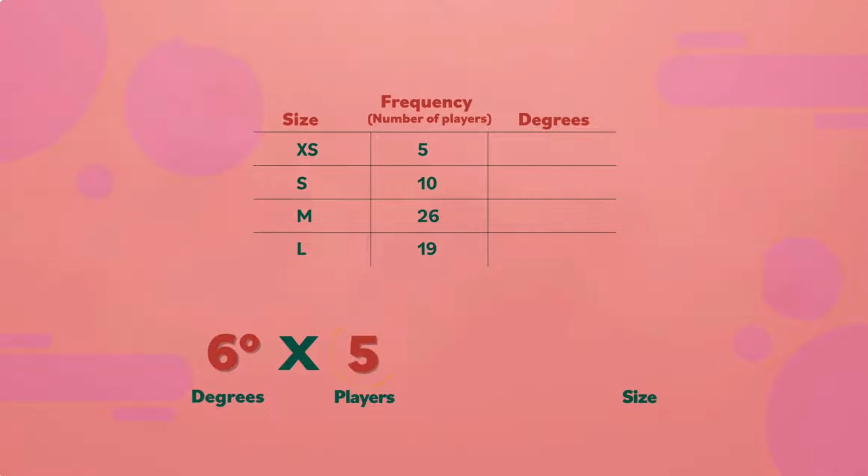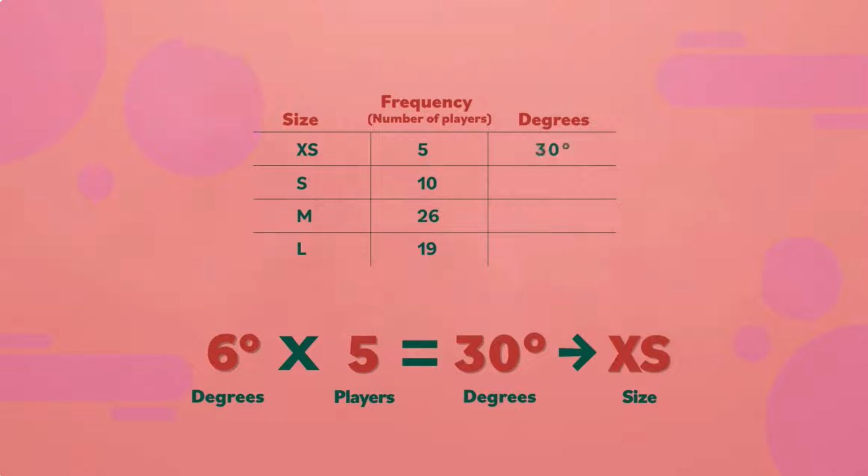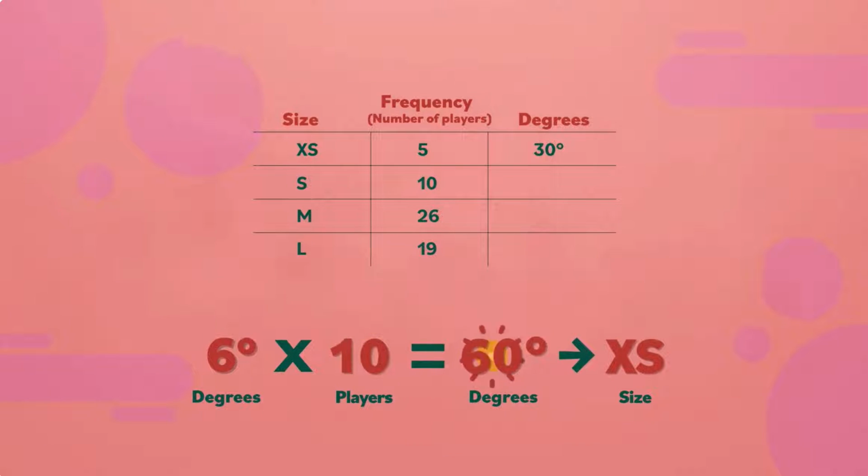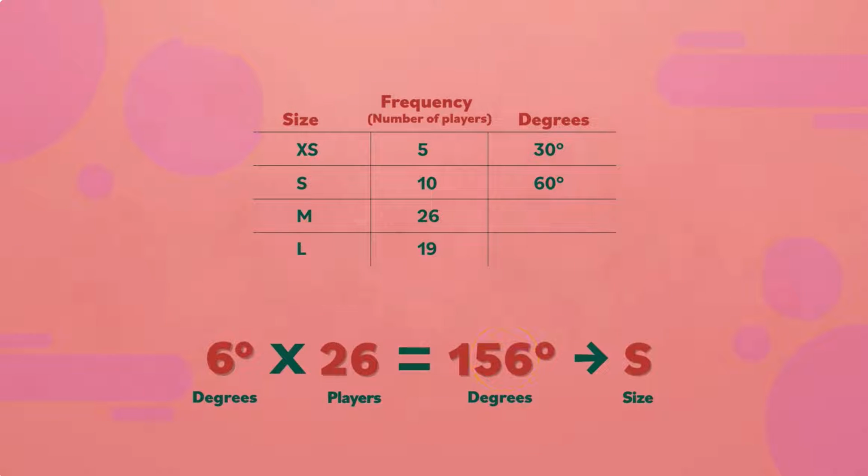For example, 6 times 5 equals 30. So the extra small section should be 30 degrees in the circle. 6 times 10 is 60. 60 degrees for size small. 6 times 26 is 156. Size medium will be 156 degrees. And 6 times 19 equals 114 degrees for size large.